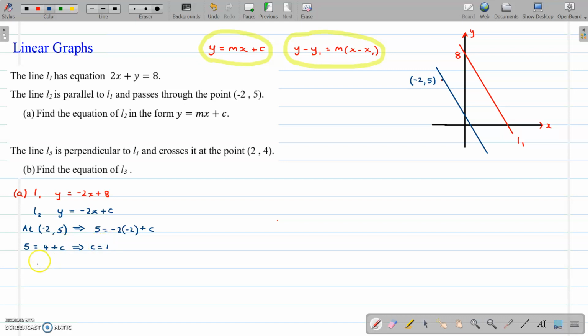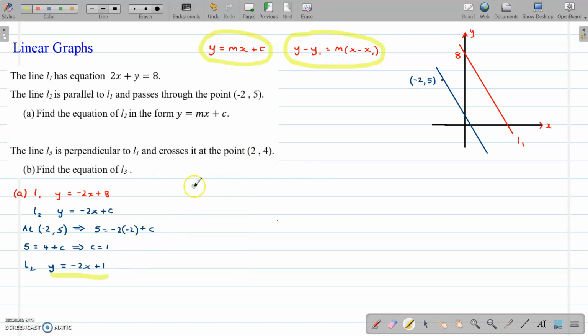And so the equation for L2 is y equals minus 2x plus 1. So we use the known point on the line to find the value of c, the constant at the end.